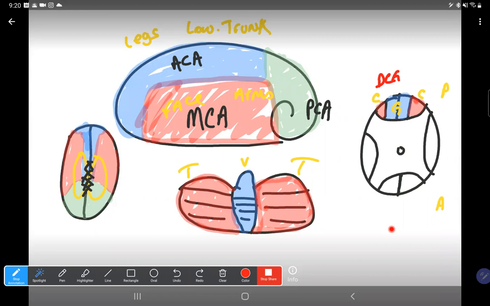Sensory, from where is it found? Just look right here, in the posterior horn. Yeah, posterior, but is it lateral or medial? Medial. So where does it go, or where does it sense from? To the legs and to the trunk. Yeah, the legs and lower trunk.